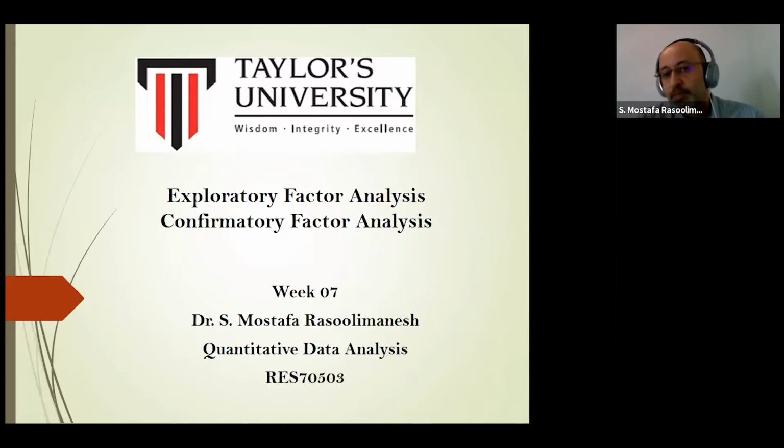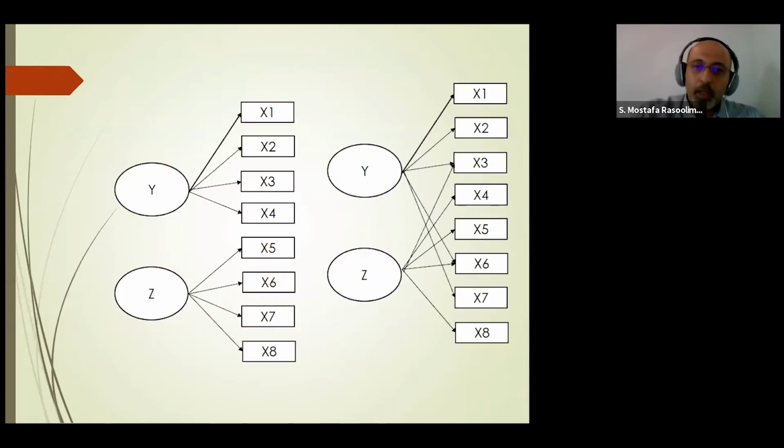We have another type, which is confirmatory, where we develop items based on theory and the literature, and we apply some criteria for assessment of reliability and validity. That method is called confirmatory factor analysis. Here you can see the difference between confirmatory factor analysis and exploratory factor analysis.